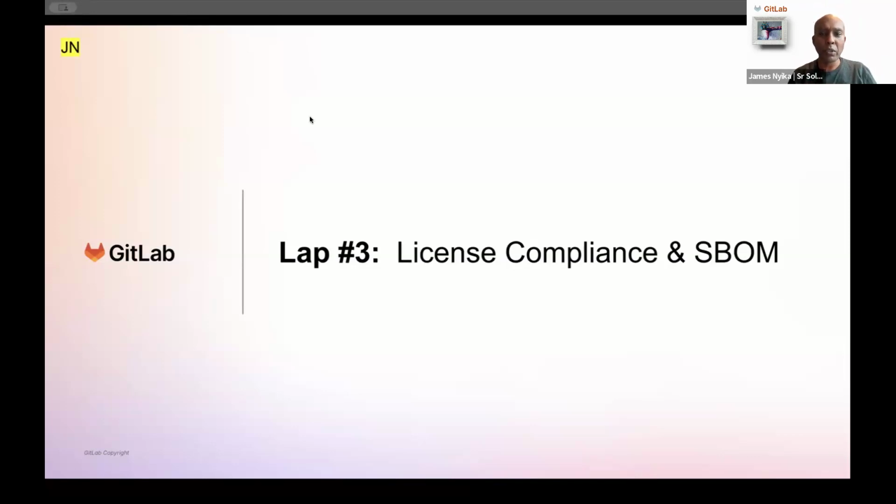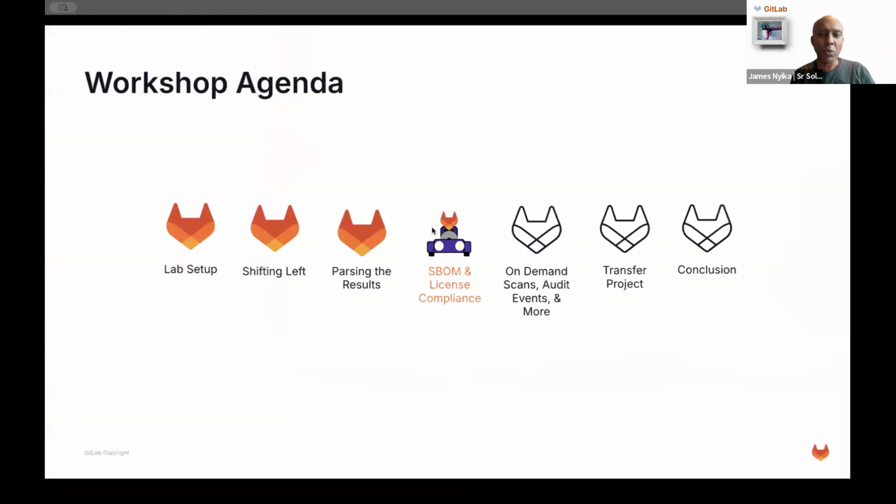So if you're following along, we have gone through an initial lab setup. At this point, we've done two labs, one on shifting left. Nikita also just took us through parsing those results, where we talked a little bit about merge request policies, pipeline policies, and you saw how you can actually go through the GitLab solution to set a lot of those up. Next up, I want to talk a little bit about these software bills of material.